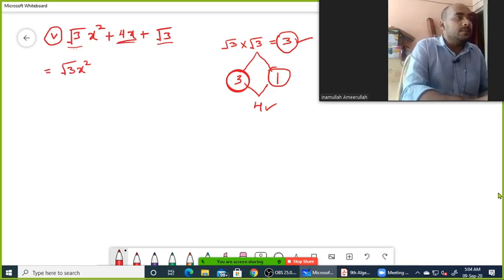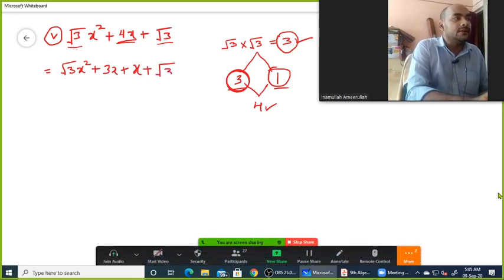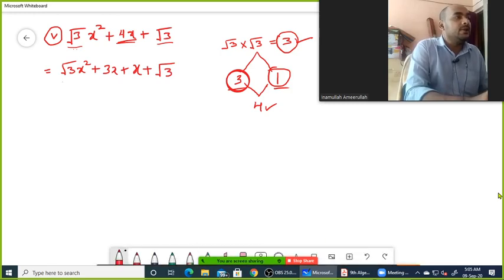Then on the place of this middle term, I can substitute 3x and 1x. So here I'll take plus 3x and plus 1x, and for third term is root 3, so we will write root 3. Now these four terms can be grouped as first two together and last two together.